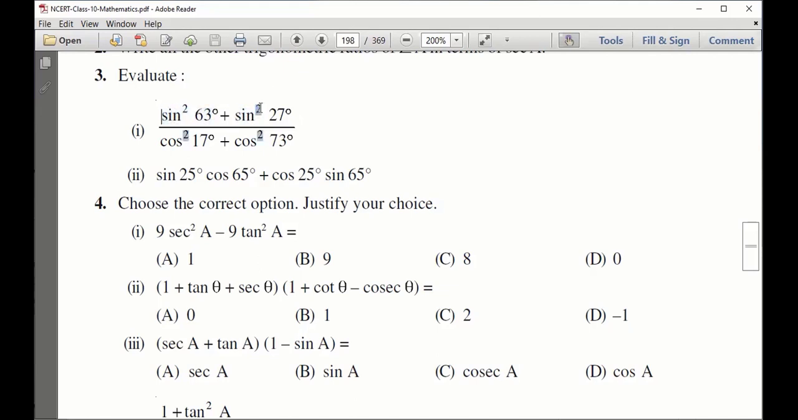Understood, everybody? The numerator becomes 1 because she changed sine 27 to cos of 63. Good. What about the denominator now? Sir, we can change either one. We can change cos square 17 degrees to sine square 73 degrees. Again it becomes the same way. The denominator is also 1. Yes, sir. So the answer is 1. Got everybody? So, guys, we'll move quickly so we can solve many more questions.